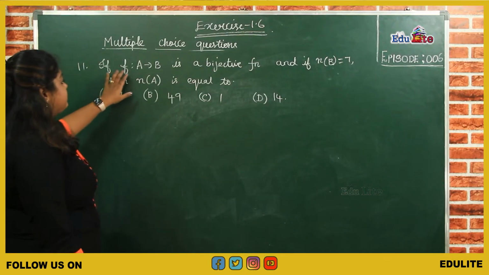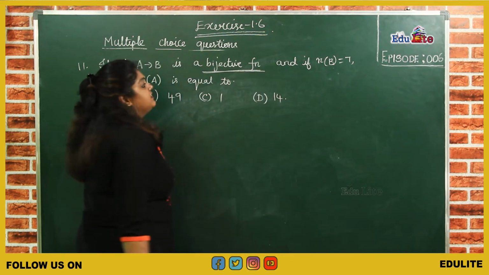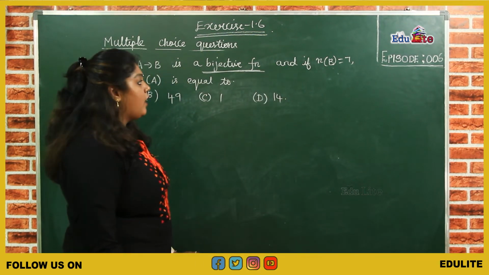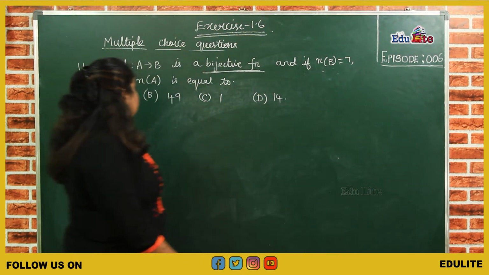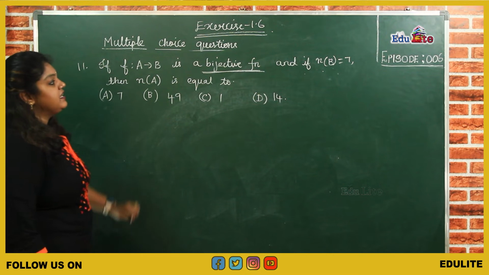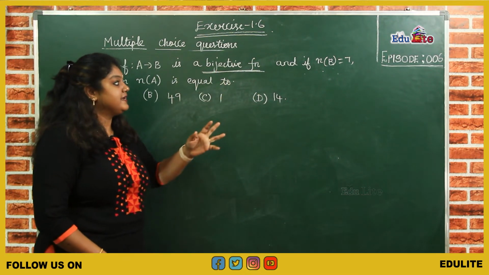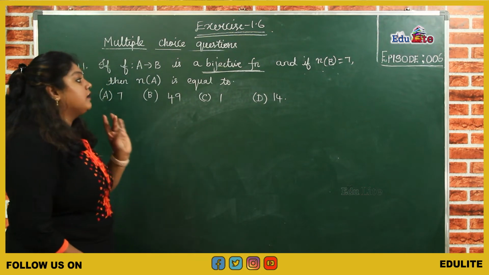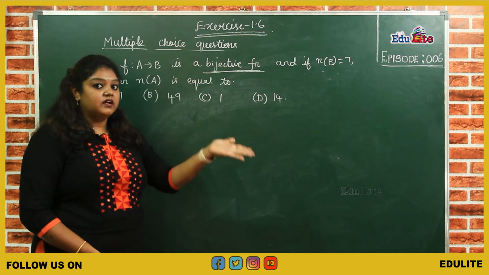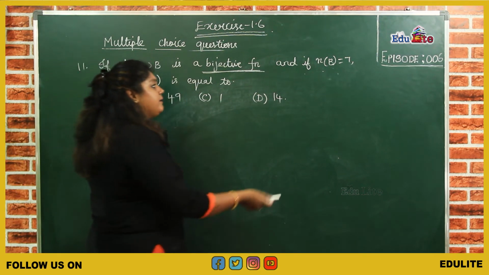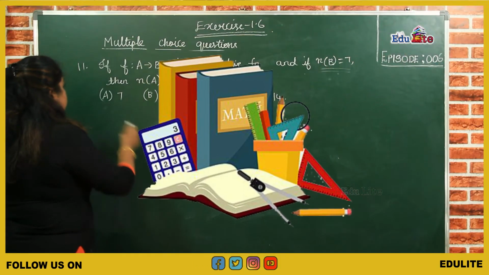The next question is, if f is a mapping from A to B and is a bijective function. What is a bijective function? One to one and onto. And if n of B, that is the number of elements in B, is 7, we need to find the number of elements in A. This is very easy. Why am I saying it is easy? A bijective function, as I told you, is one to one and onto. According to the one-to-one function, every element in set A must have distinct images. If the number of elements in set B is 7, then what will be the number of elements in set A? This will also be 7.